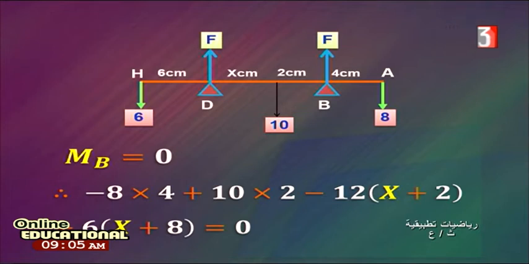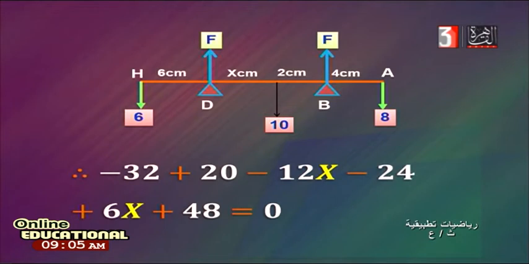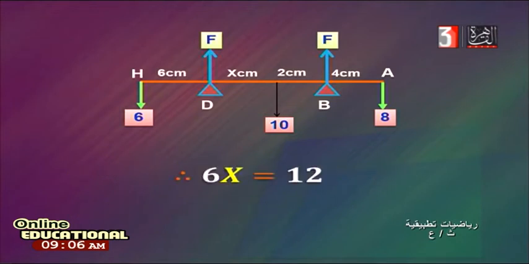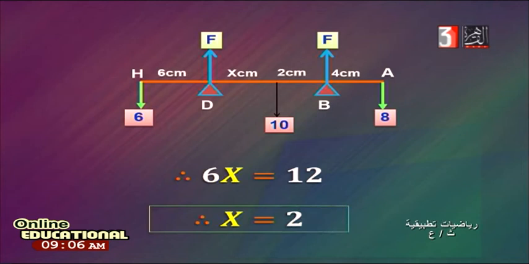Remember, my dear student, this is the moment about B. 6 is the force, times (x plus 8). The distance between H and B is 6 plus 2 plus x, 8 plus x, equals 0. Therefore, find the value of x. In this case, x equals 2. Then the correct answer is 2.